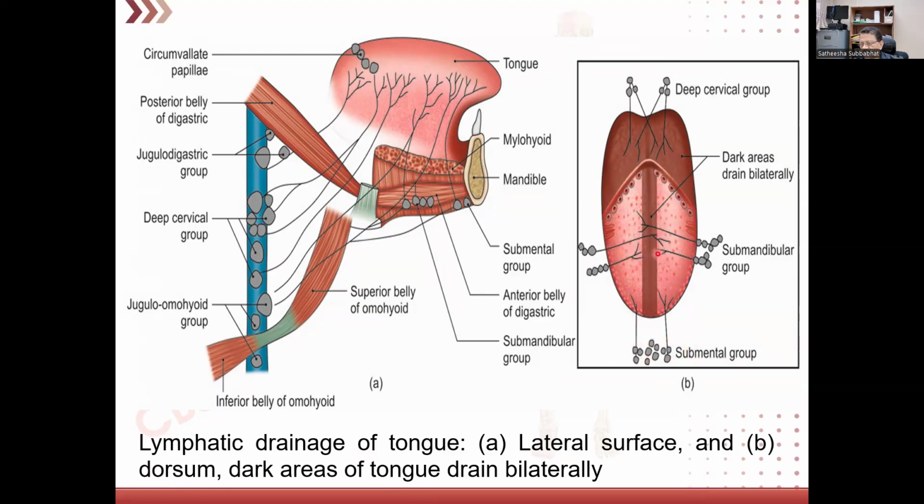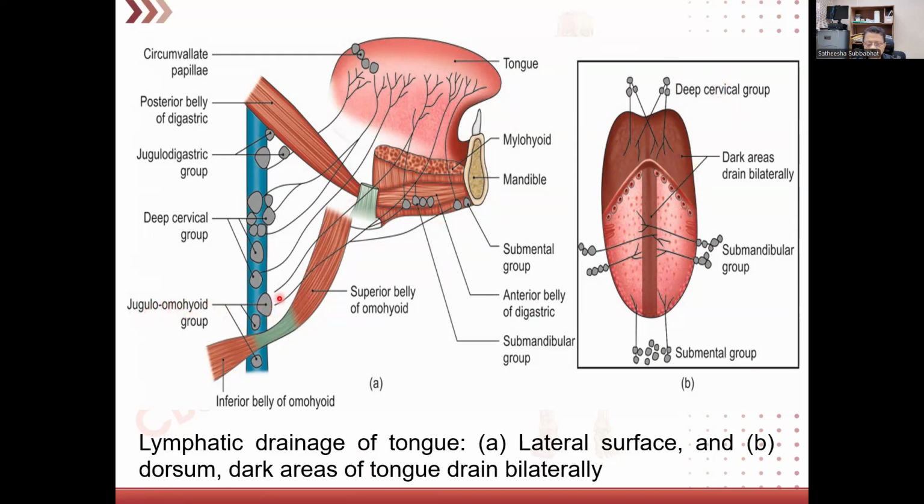The dorsum of the tongue rest drains to the submandibular group of lymph nodes, as well as the posterior 1/3, which drains into the deep cervical group of lymph nodes bilaterally. Finally, all this lymph opens into a group of deep cervical lymph node known as the jugulo-omohyoid lymph node.